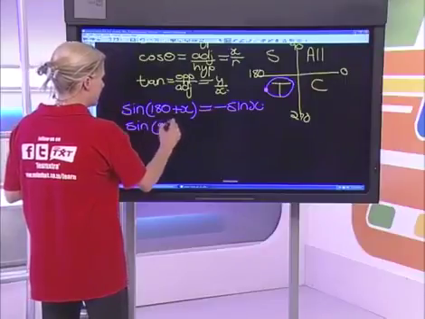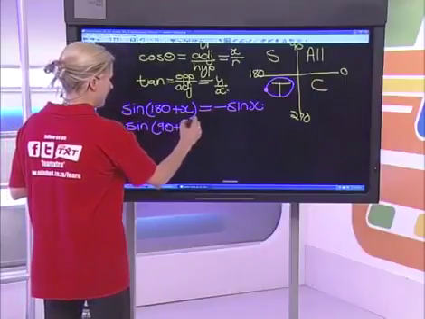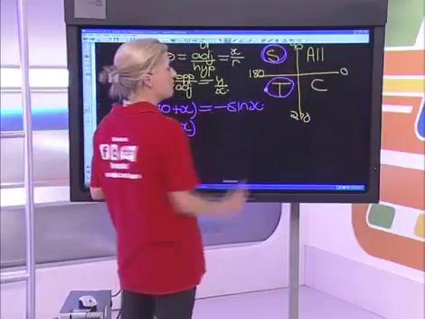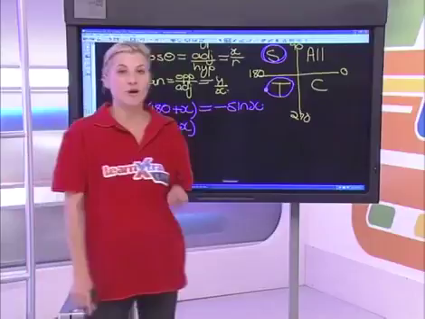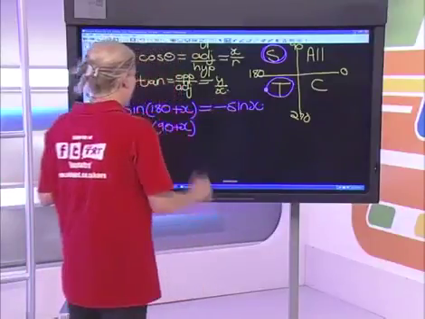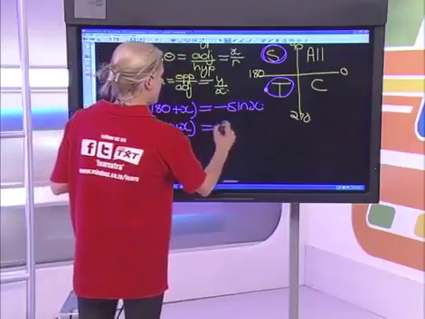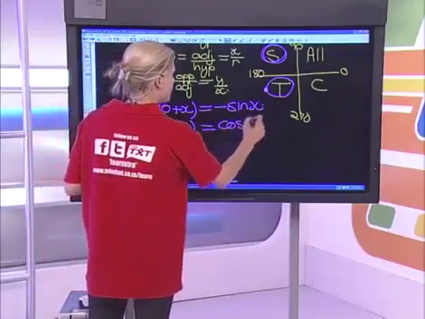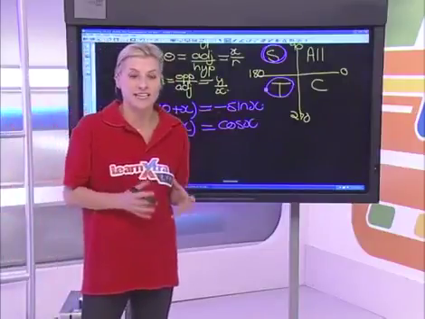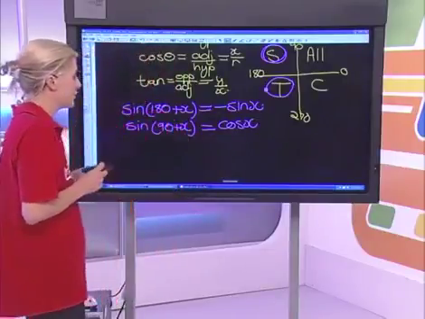Sine of 90 degrees plus x. Right? So that is in the second quadrant. Now, that's not a problem at all. Sine is positive in the second quadrant, but we have to remember that sine changes to cos. So sine of 90 plus x will change to cos x. Even if it's 90 minus x, it'll still change to cos x.